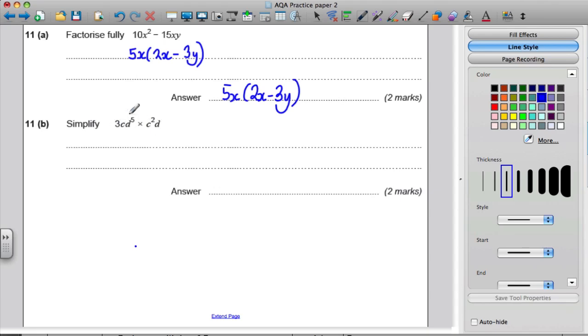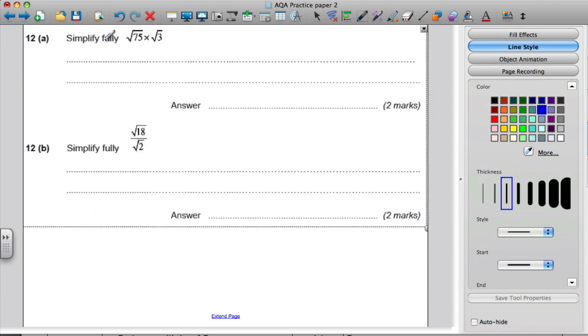Simplify the following, multiplication. Okay, well I've got a 3 times a hidden 1 there, which is 3. C times c squared, that's really c to the 1 times c squared. You add the powers, so that's c cubed. D to the 5 times d to the 1 is d to the 5 plus 1, which is d to the 6. Here's your answer.